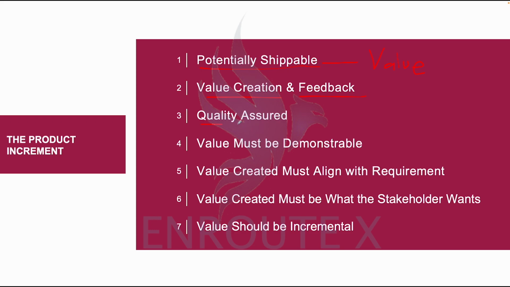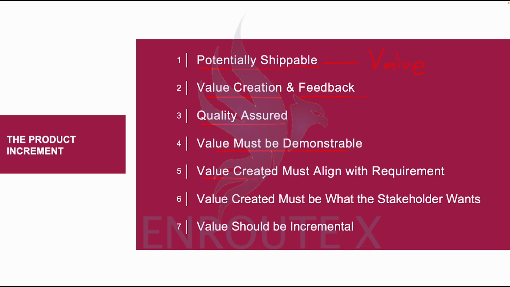A product increment must focus on quality. It's not just running to deliver value. It is not value actually if it lacks quality. So it must come with quality. You shouldn't sacrifice quality on the altar of speed. Quality in Agile, in Scrum, is very important. And when talking about product increment also, it must be a value that must be demonstrable. I've explained that earlier.